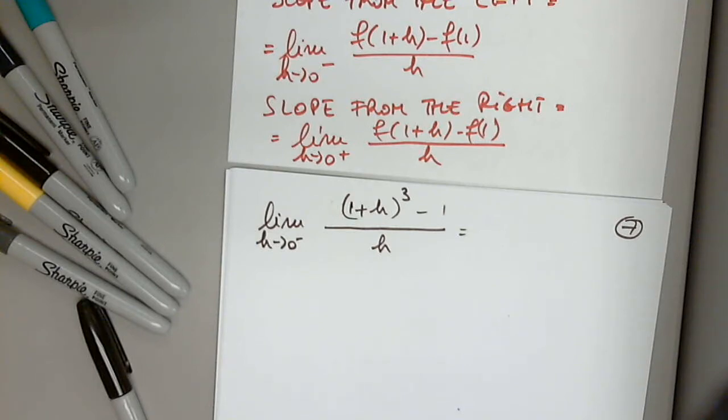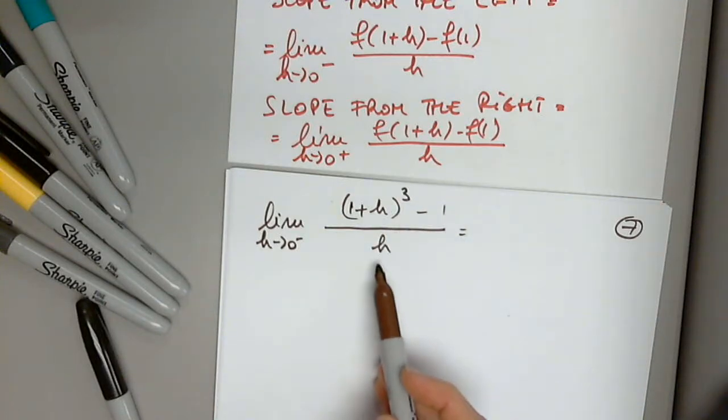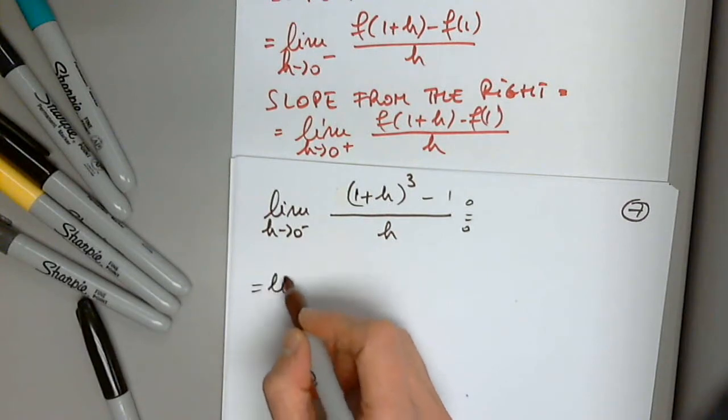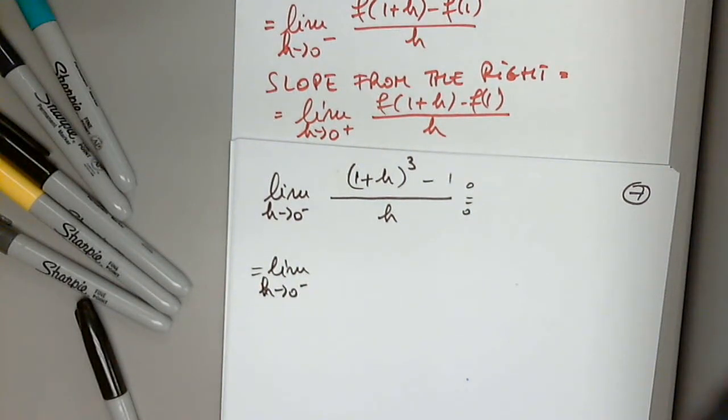Better? Good. So is it 0 over 0? When h is 0, 1 cubed minus 1 over 0, right? So it's 0 over 0. How do I proceed? I have two options here. If we remember the difference of cubes, we will use the difference of cubes. If we don't remember the difference of cubes and you don't want to go that route, then we have to cube this. Which one do you prefer?